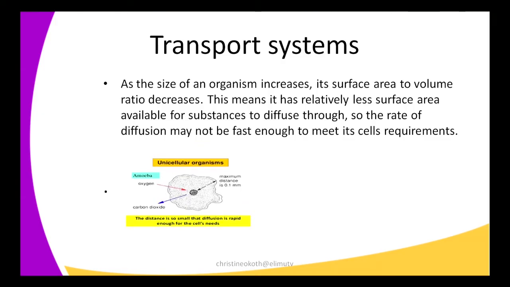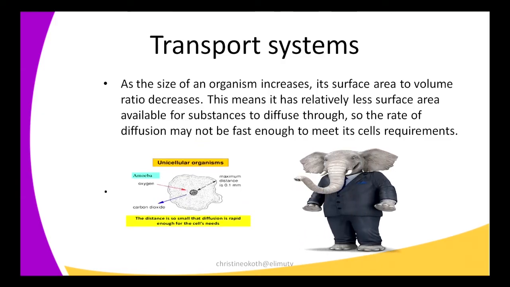As the size of an organism increases, its surface area to volume ratio will always decrease. So what does this mean? It means that it has relatively less surface area available for substances to diffuse through. So the rate of diffusion may not be fast enough to meet its cells' requirements.